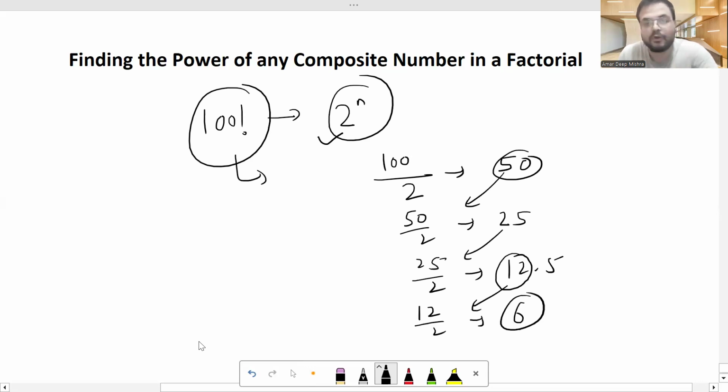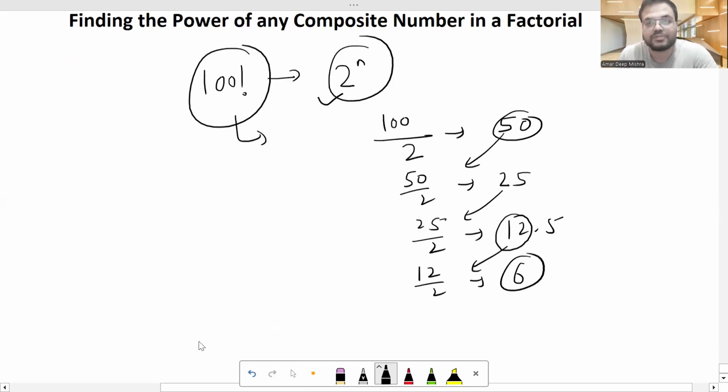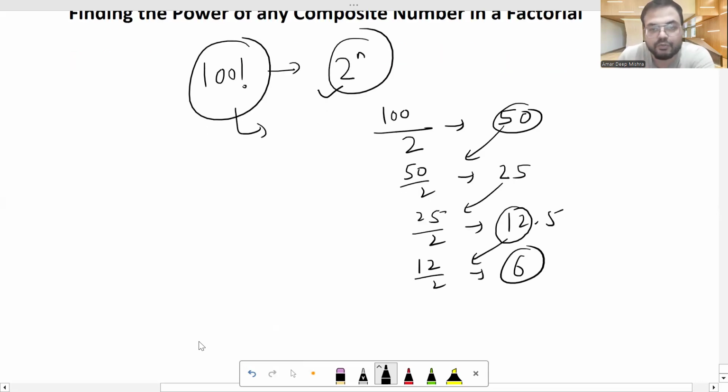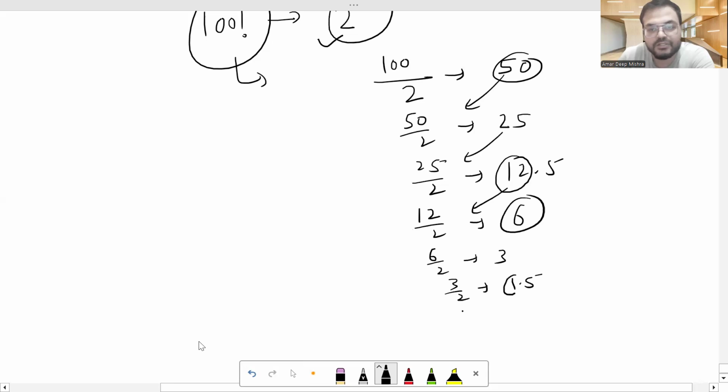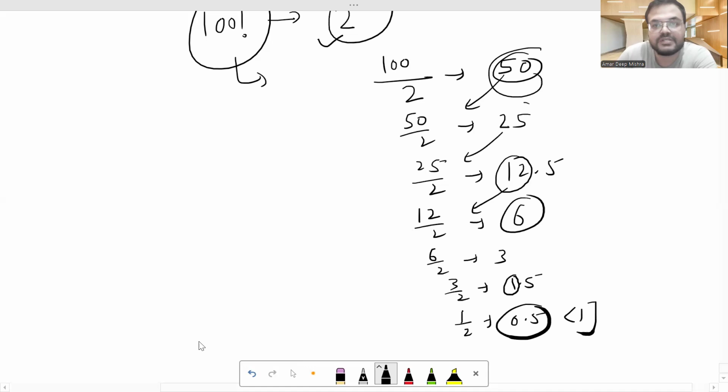You will be getting 6. Keep on doing this until you get a value which is less than 1. So 6 by 2, you will get 3. 3 by 2, you will get 1.5. The moment you do, you take this integer 1 and 1 divided by 2, you will get 0.5. Now this value is less than 1, so I will stop here. Now take all these quotients and add them. That will be the power of 2.